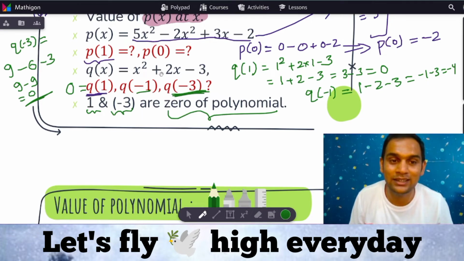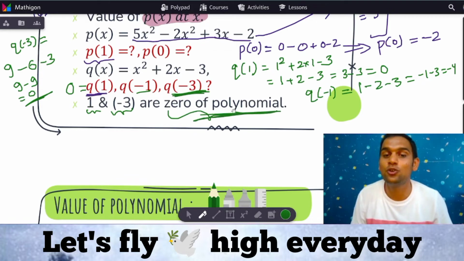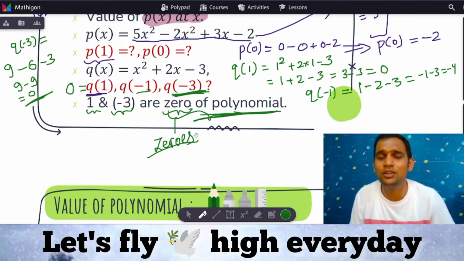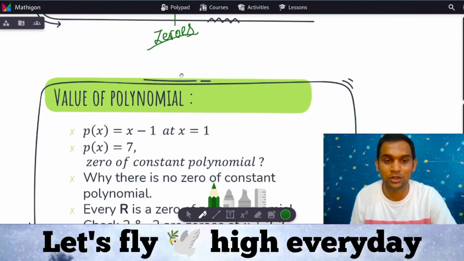Is that understood? In this case, since q of 1 and q of minus 3 are 0, we say that 1 and minus 3 are zeros of the polynomial. I'm sorry, here it should be zeros of the polynomial, because there are two, right, zeros of the polynomial q of x. Now this 1 and minus 3 are the only zeros for this particular polynomial q of x equals x squared plus 2x minus 3. I hope that is very much clear.